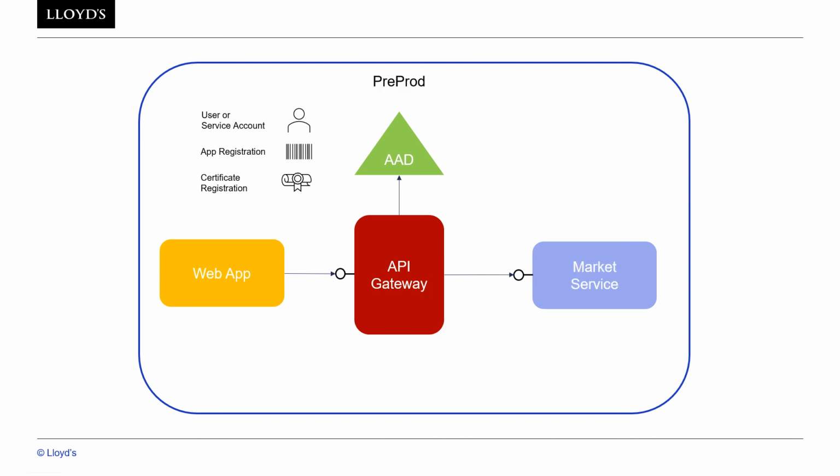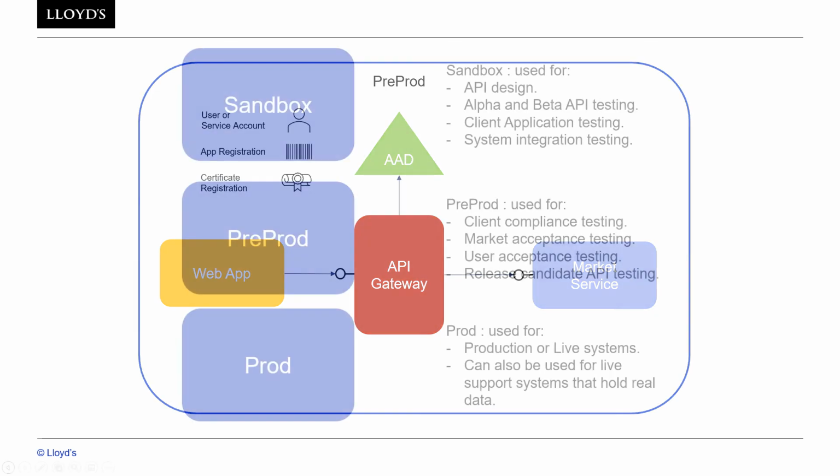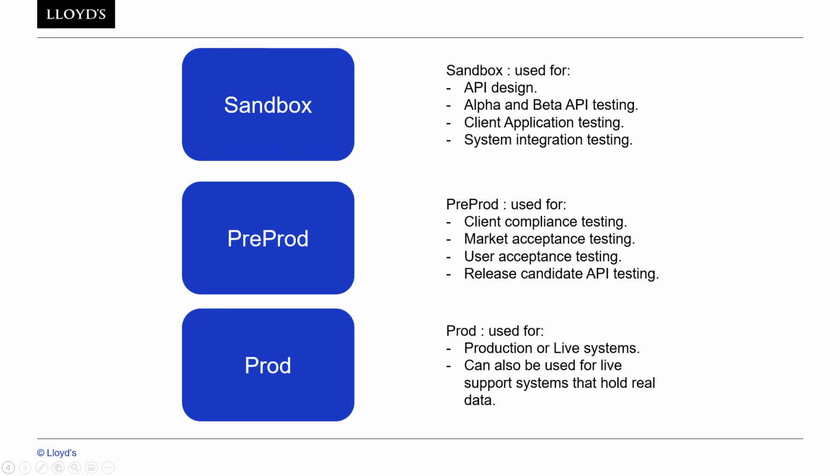Once your application is functionally complete and working successfully against the Sandbox test harness, you can move on to the Preprod environment, where you can deploy your application with new app IDs and a new certificate. The Preprod environment hosts a production equivalent implementation of the API, and you can then perform more complex integration testing, user acceptance testing, and market acceptance testing. Deployment to production will require registration against the production API gateway with its own app ID and certificate.